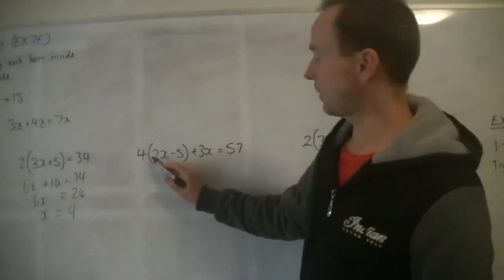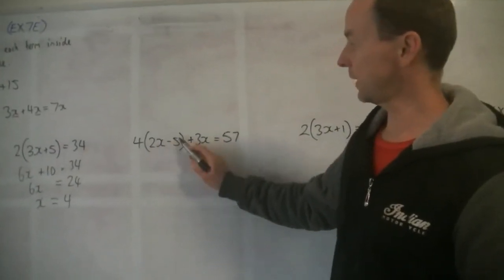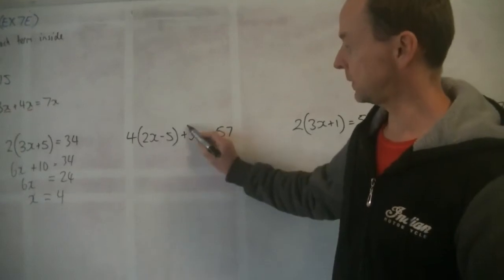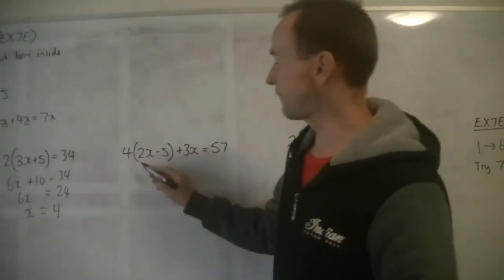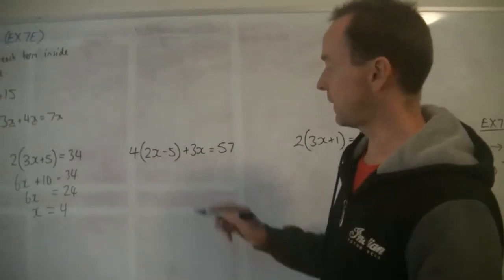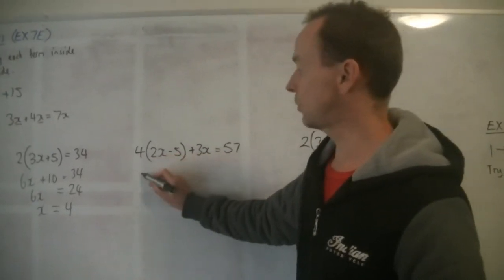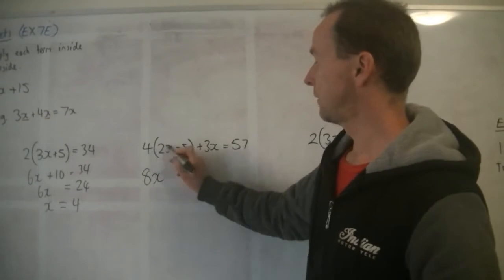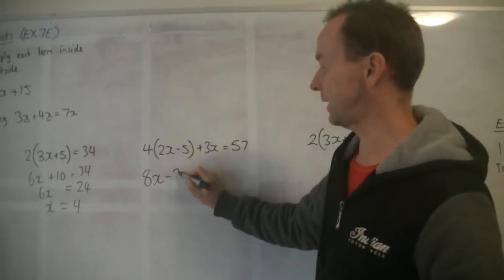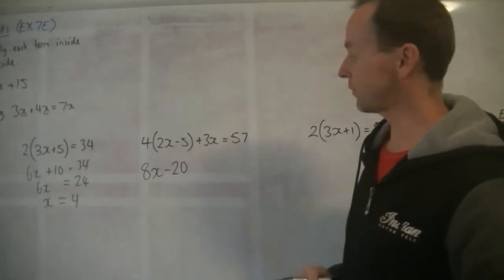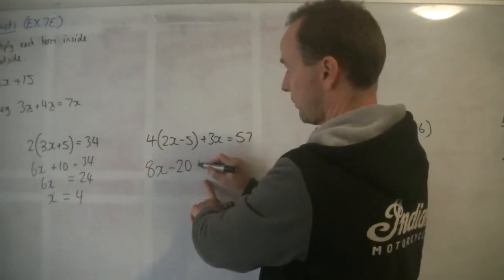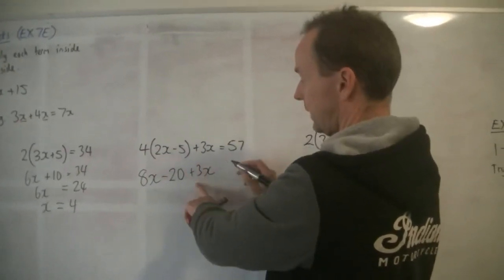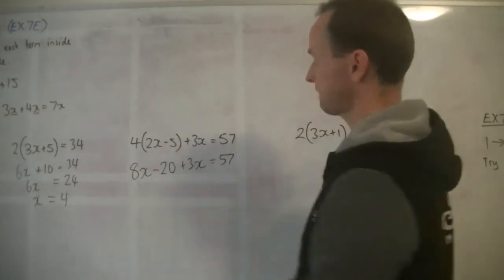So you notice here we've got brackets with the 4 in front, so we can expand those brackets, but we've got this plus 3x there. That's just, we leave that for the first line. So the first step, all we do is expand these brackets. So 4 times 2x is 8x. 4 times negative 5 is negative 20. Be careful of the sign. So that's those brackets expanded, and now we've got a plus 3x, we write that in, equals 57.